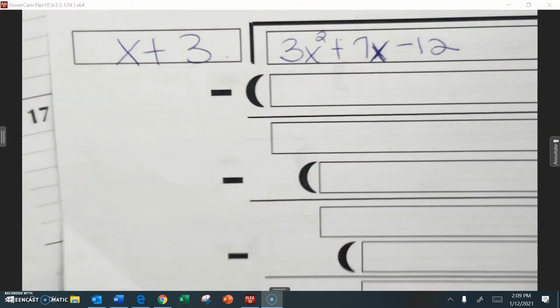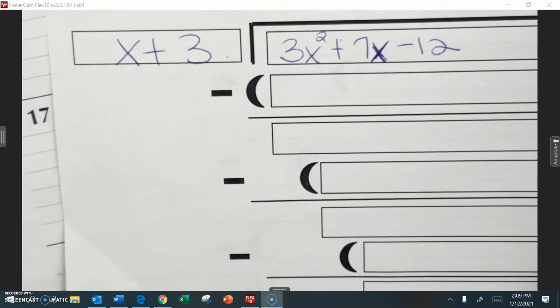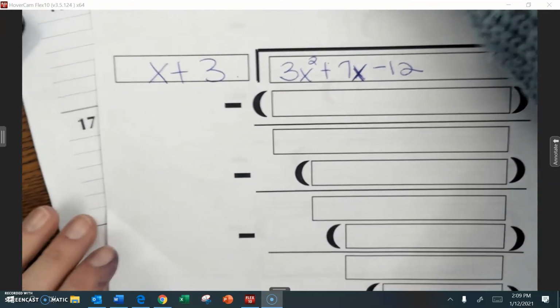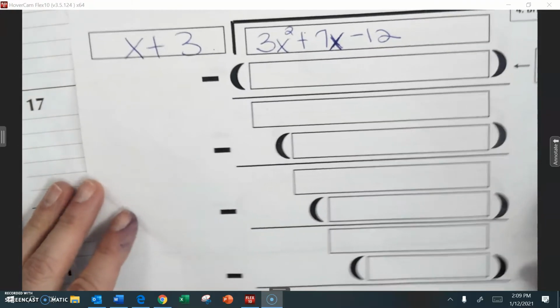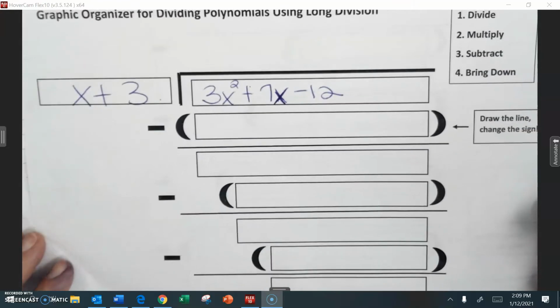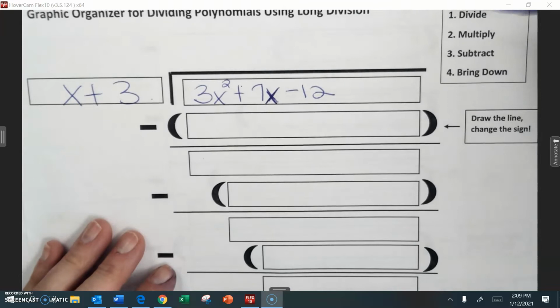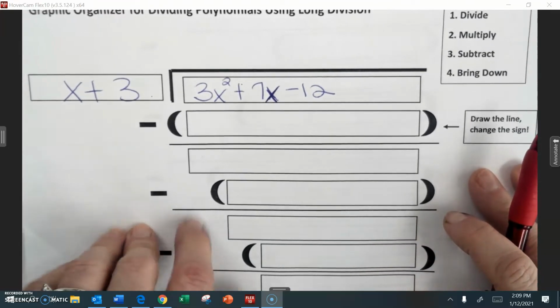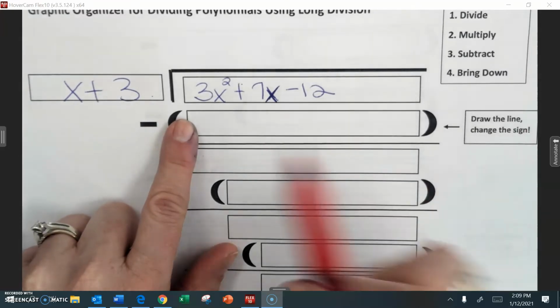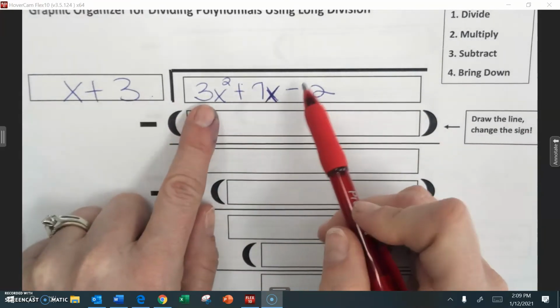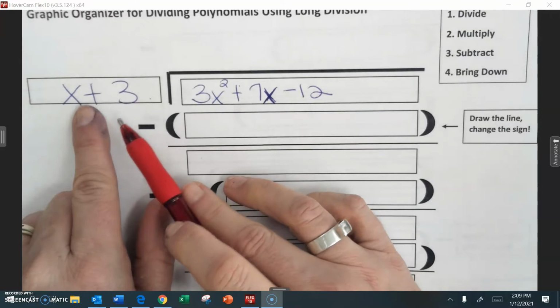So if you can go ahead and fill out, this is already pre-set up for you, okay? What's nice about this is I'm going to keep this up here, and I'm going to do some check marks as we go, because every problem is always a little bit different, okay? So here we go. We have a trinomial divided by a binomial.